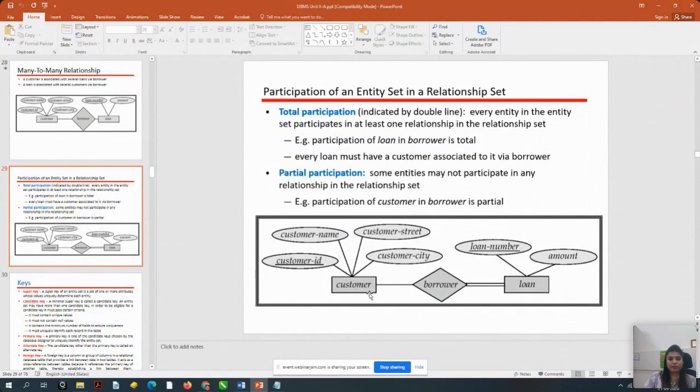And in case of customer, it is not necessary that each and every customer in the bank is taking a loan from the bank. So that is why the participation of the customer is partial, because only some entities are participating. It is not necessary that all the customers are taking a loan. So that is the difference between the total participation and partial participation. We just need to remember the lines whenever we are representing it in the ER diagram.